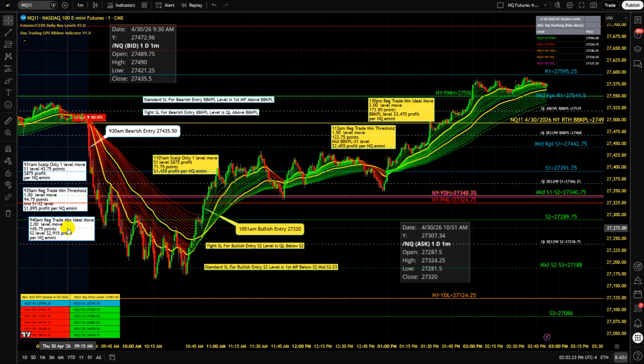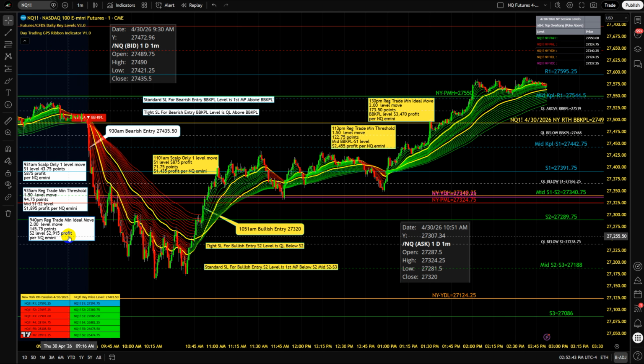On a 2-level move here down to the S2, 27,289.75, that is a move of 145.75 points in our favor. So that is a profit of $2,915 per E-mini contract or per 10 micros.